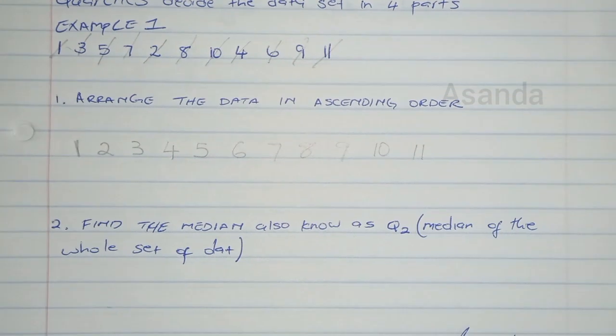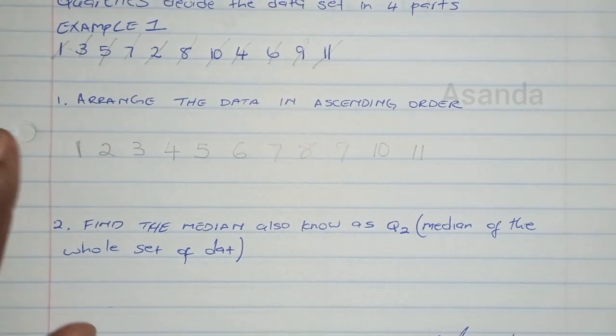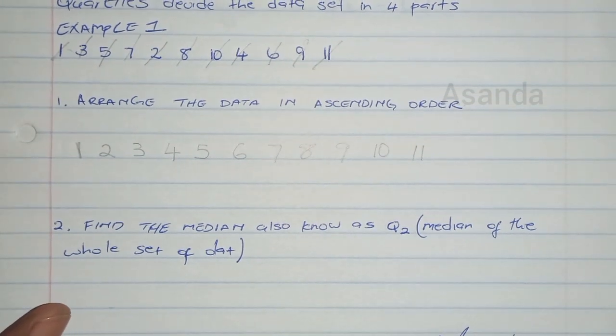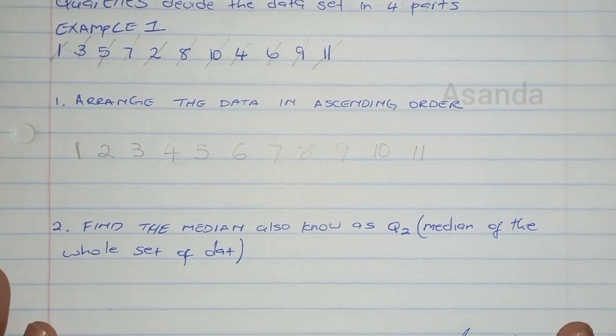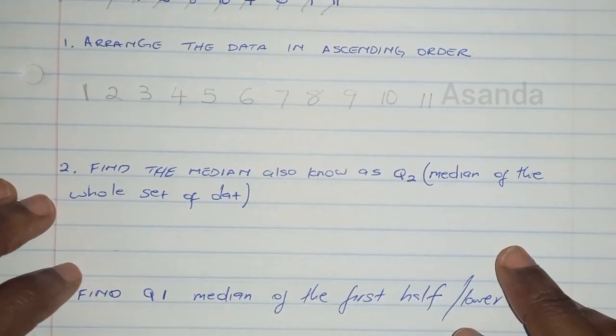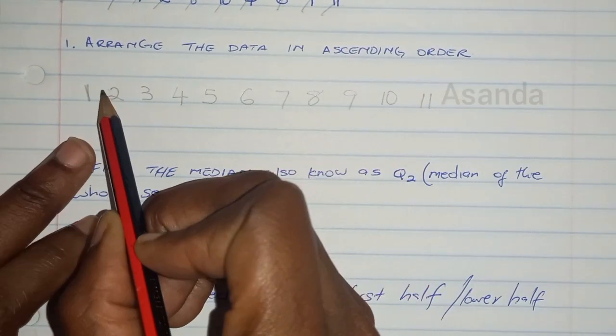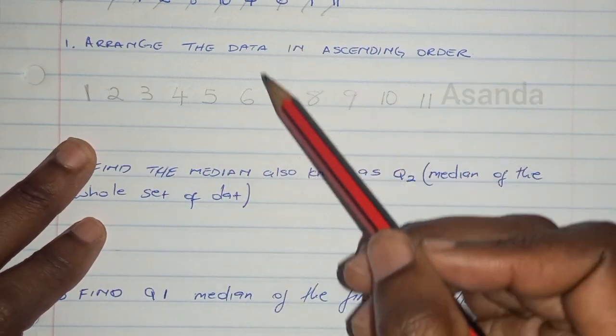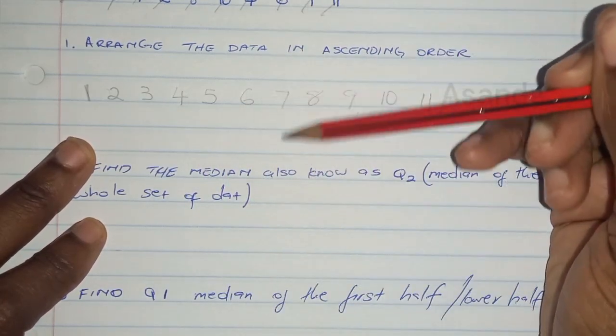Whenever you're going to find quartiles, even if the question says find quartile 3, never ever go find quartile 3 without finding the median, which is also known as Q2. So after arranging the data, the next step is to find Q2, known as the median. Using the data that we have arranged, we're going to find the median, the middle number of the data.